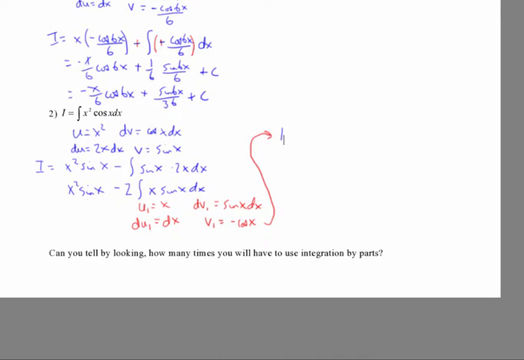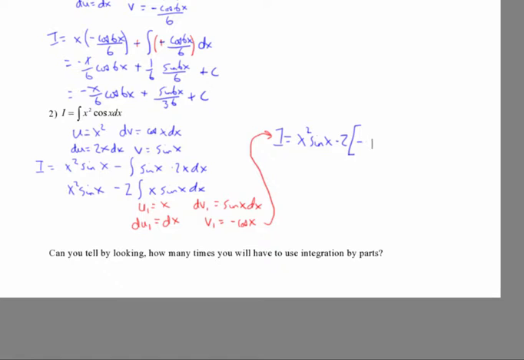So we are going to carry over our first part. At this point, that is done. Nothing will change that. But we'll have negative 2, and we'll put it in a bracket. And now we go the uv idea again. So we'll have x and negative cosine of x.